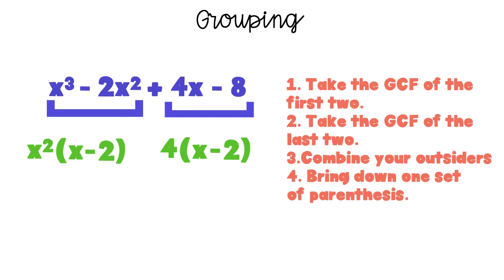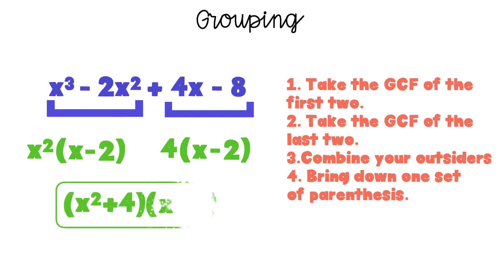My next step is to combine my outsiders. So x squared plus 4, they're going to get combined. Now I'm just going to bring one set of those parentheses down. This is my final answer.